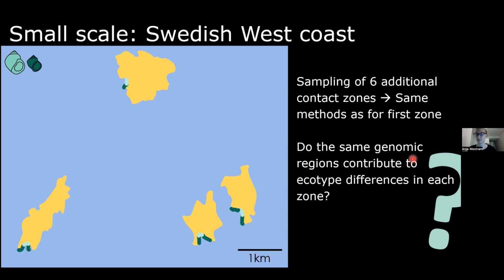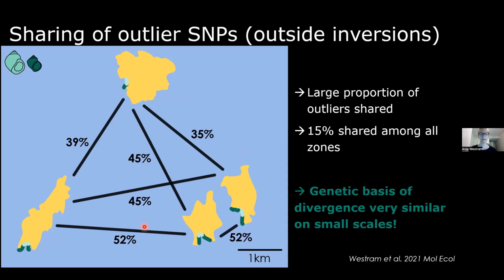And so all the methods we used were essentially the same as I've showed you before. So we use the same kind of hybrid zone analysis separately for each of these different contact zones. And then, of course, we wanted to know, in these different contact zones, do the same genomic regions contribute to adaptation, or is local adaptation having a different genetic basis in these different places? And now we already come to the first results.